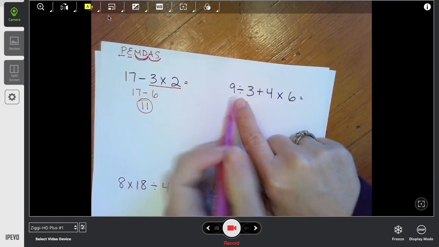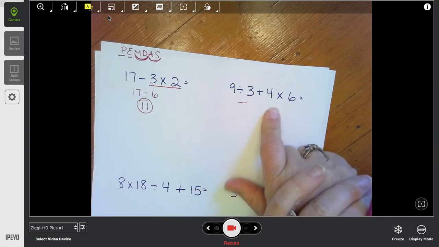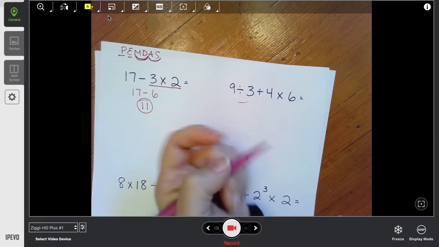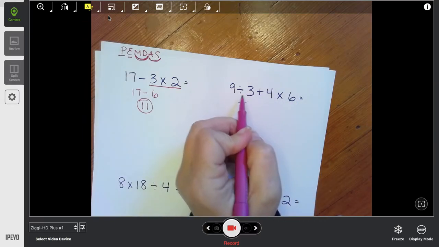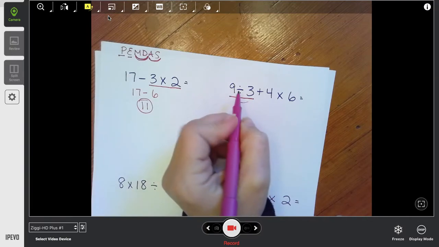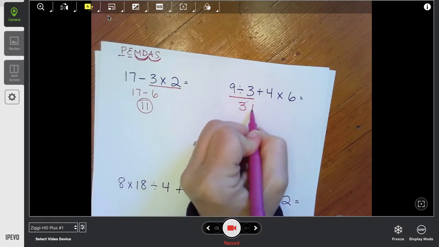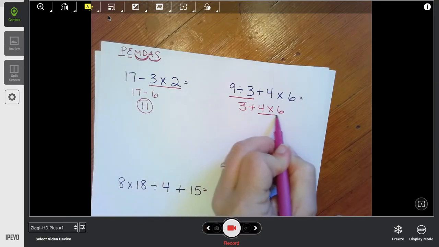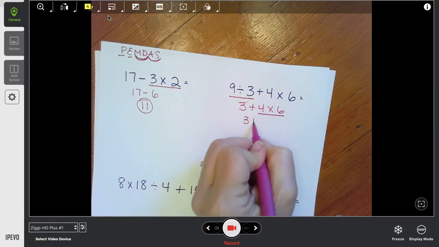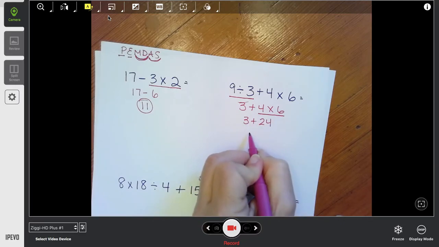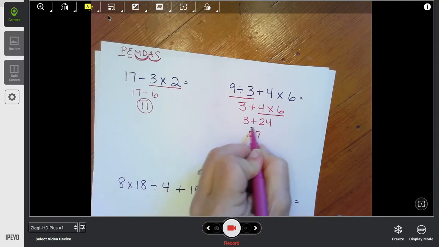Now we have 3 operations. We have division, addition, and multiplication. We add and subtract last, so we're going to leave that alone, and we're going to multiply and divide left to right. So it doesn't matter which one comes first. Between multiplying and dividing, we're going to do the one on the left first. So 9 divided by 3 is 3. Then I leave everything else alone. Down to adding and multiplication, so I'm going to multiply first. Leave the adding alone. 4 times 6 is 24. 3 plus 24 is 27.